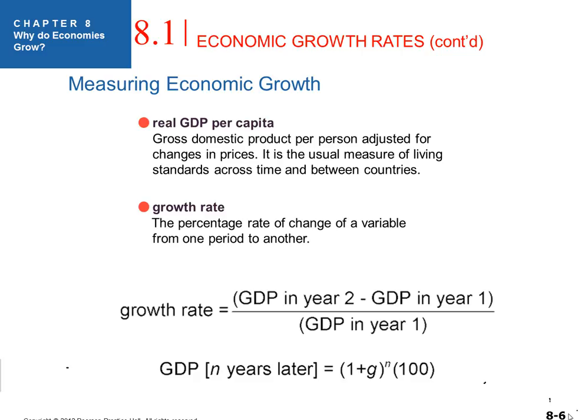Now let's look at how we measure economic growth. We need to define two terms. Real GDP per capita is the gross domestic product per person adjusted for changes in prices. We actually used that in the first example when I compared China and the U.S. That's real GDP per capita.